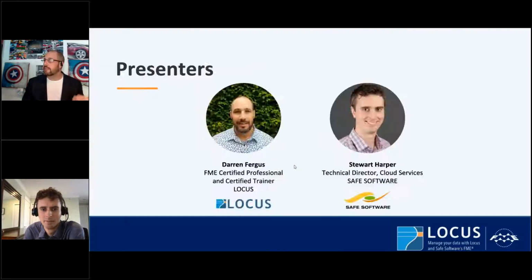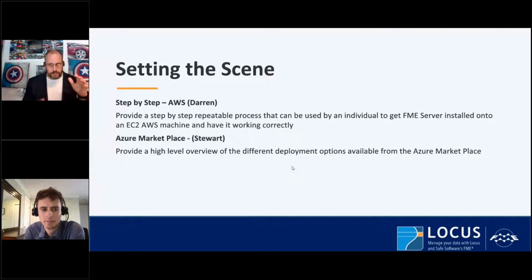Just to set the scene, this is going to be delivered in two parts. Part number one, I'm going to deliver a step-by-step process of how to deploy FME Server into AWS. And look, this really is a step-by-step process. It's everything you need to know from building a machine, the configurations associated with building that machine, how we need to configure FME Server. The whole concept behind this is to create a repeatable process so that you guys can follow this and replicate it, get AWS up and running, and deploy FME Server and make sure it's working. I'd like to say hassle-free. That's the goal. And then we're going to pass over to Stuart Harper.